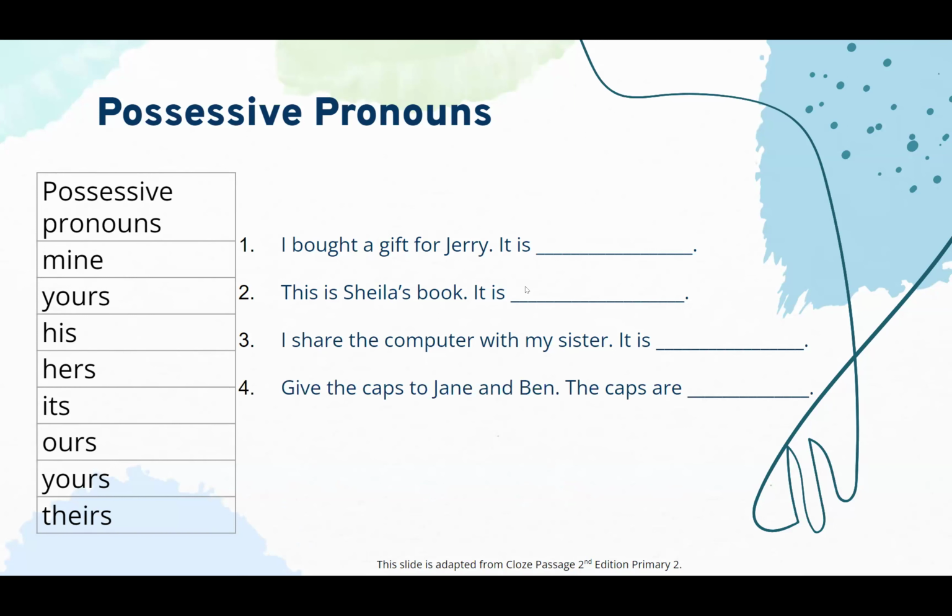Next. Give the caps to Jane and Ben. The caps are theirs. Yes. Very good. Again, it's plural. The same way I share my computer with my sister, so it's both of us, that's why it's ours. But Jane and Ben are also two people. That's why you use theirs. Okay?